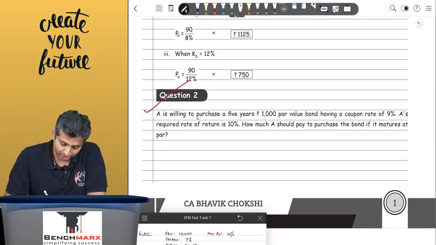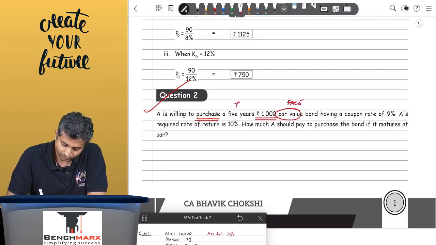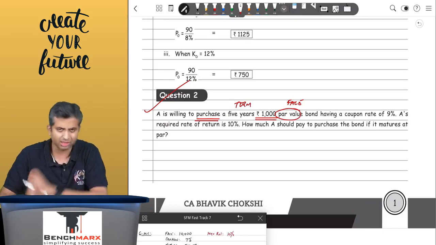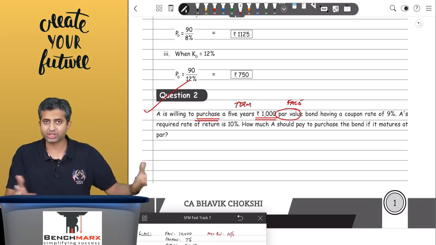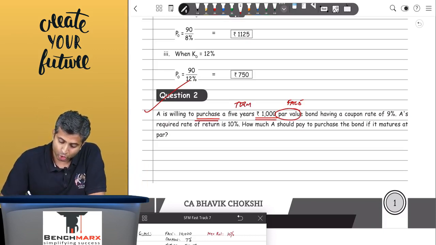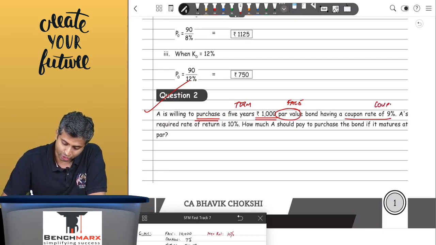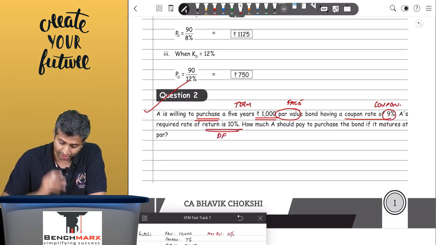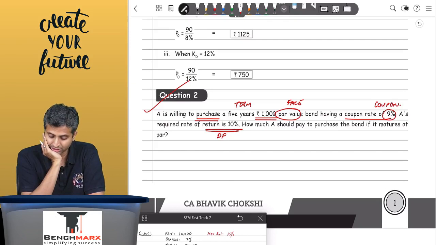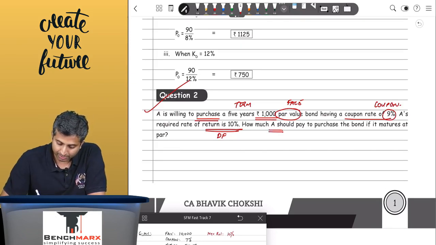Is willing to purchase a 5-year, 1000 rupee par value bond. So this is your term, 5 years; par value is the face value. You can even summarize those important points of a bond separately. Having a coupon rate of 9%. So this is a coupon of 9%. Okay. A's required rate of return is 10%. So this can be taken as a discounting factor. This is your required rate of return, 10%. How much should A pay to purchase the bond if it matures at par?